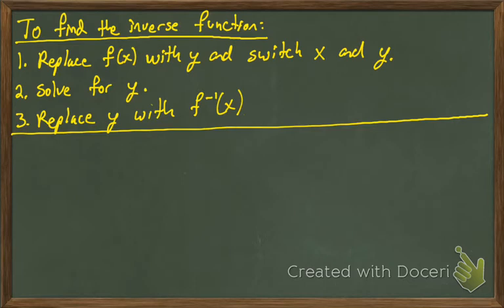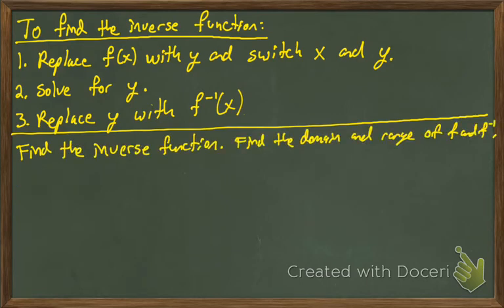We don't need to replace the f(x). After we've switched x and y, we'll solve for y, and after we've done that, we're going to replace y with f inverse of x. So I've changed the problem just slightly. Instead of y equals 2x plus 5, it's going to be f of x equals 2x plus 5.